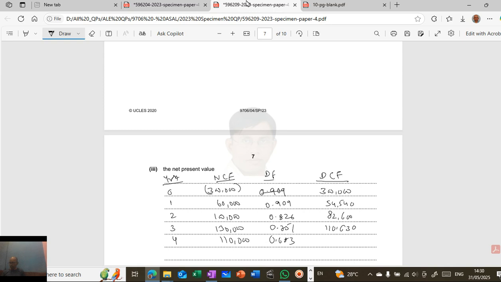Next it is 110,000, 75,130. Now these are all minus. This is outflow, no? Which is outflow, which is inflow? This is the outflow, this is the net cash flow, this is inflow. So this is positive only.